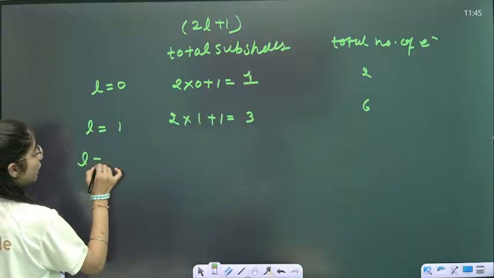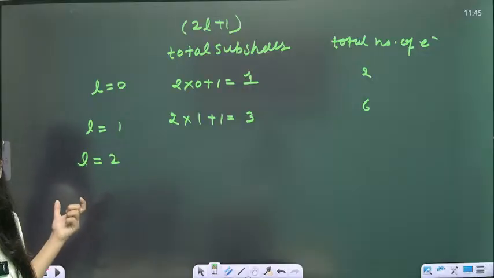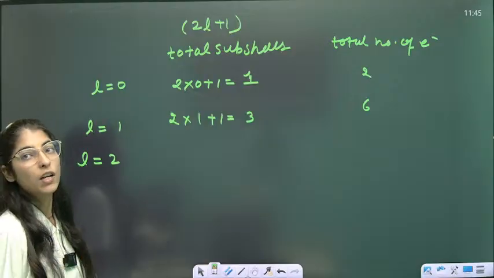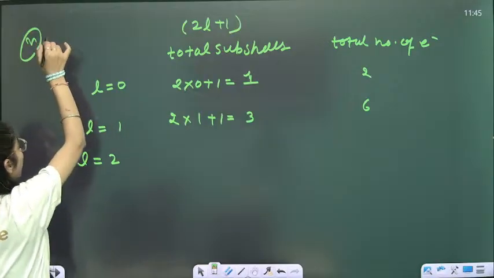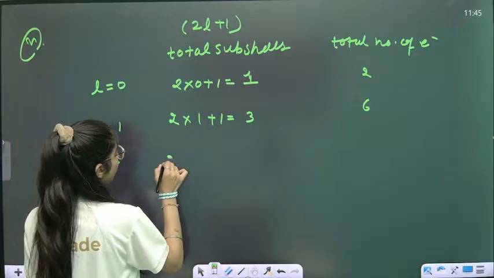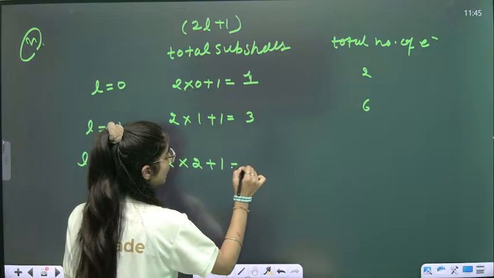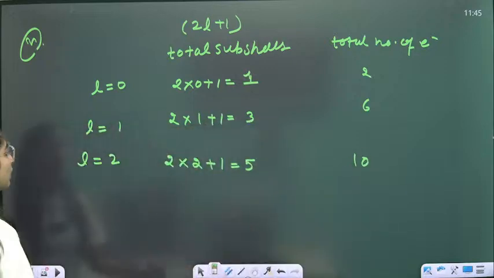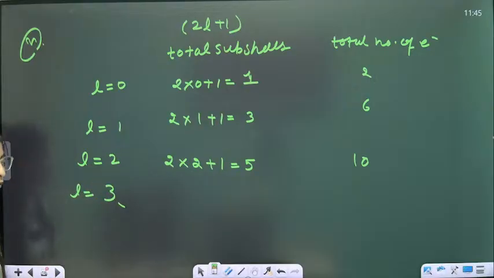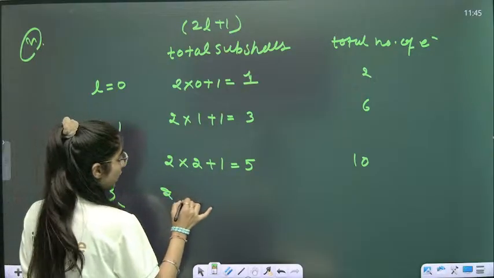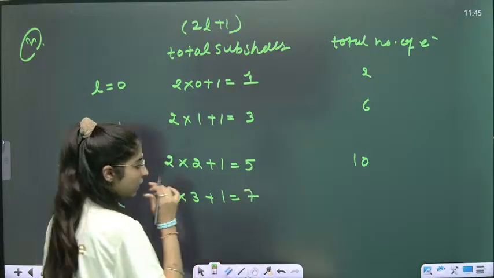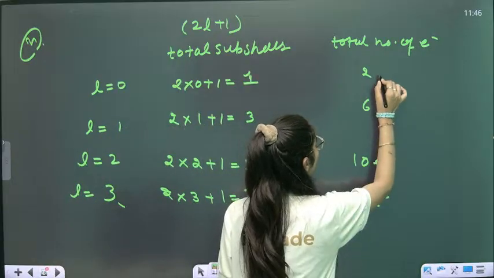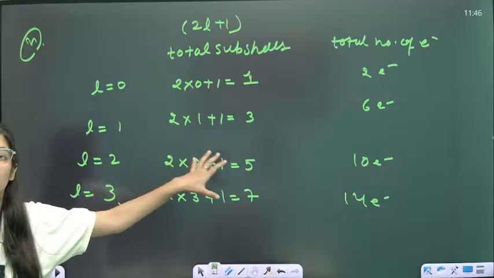Okay, for l equal to 2, that represents your d subshell. So that will be 2 into 2 plus 1, that is equal to 5. So the total number of electrons will be 10. That's how you can calculate for l equal to 3 and so on. Let's say this is 7, so the total number of electrons will be 14. That's how you can calculate the total number of electrons in a particular subshell.